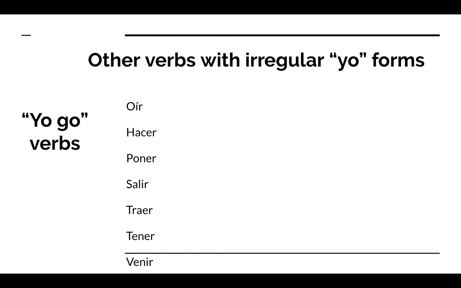There are other verbs with this irregular yo form, okay? Some people call them yo-go verbs to remember. And here are just a few. It's not all of them, but you'll start to notice the pattern, okay? So, oír, to hear, the yo form would be oigo. Oigo la música. I hear or I listen to the music. Hacer, hago. Yo hago la tarea. Poner, pongo. Salir, salgo. Traer, traigo. Tener, tengo. And venir, vengo.